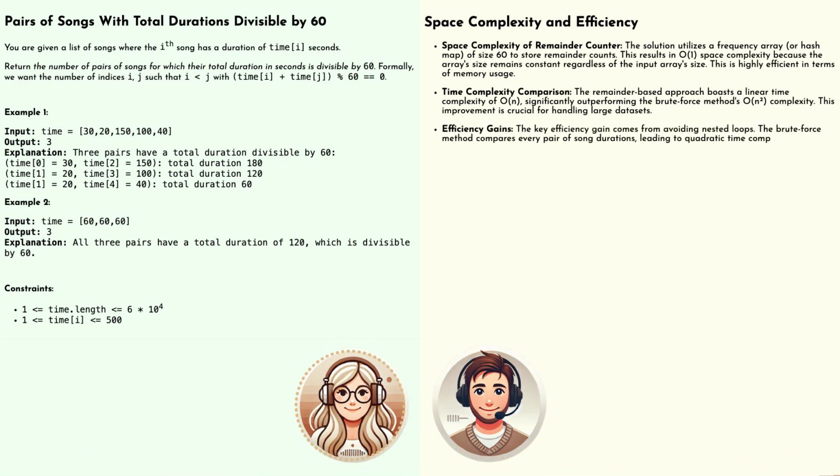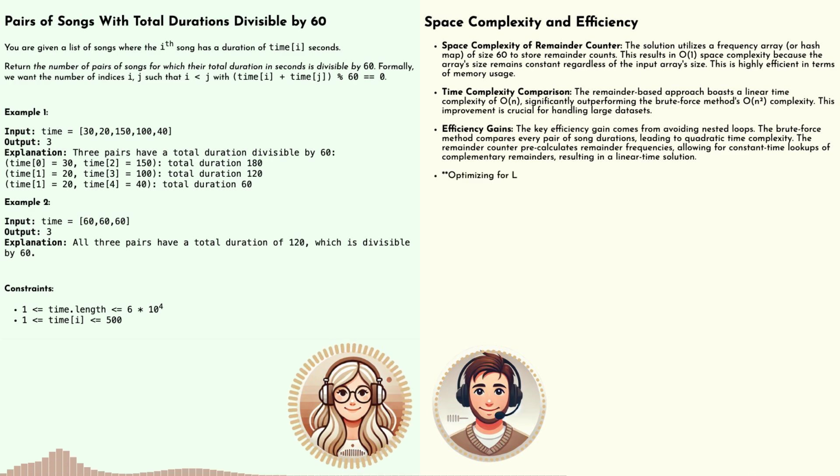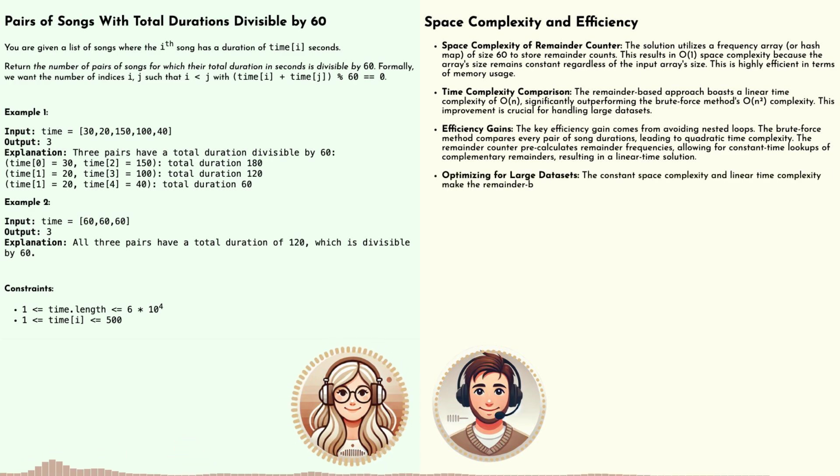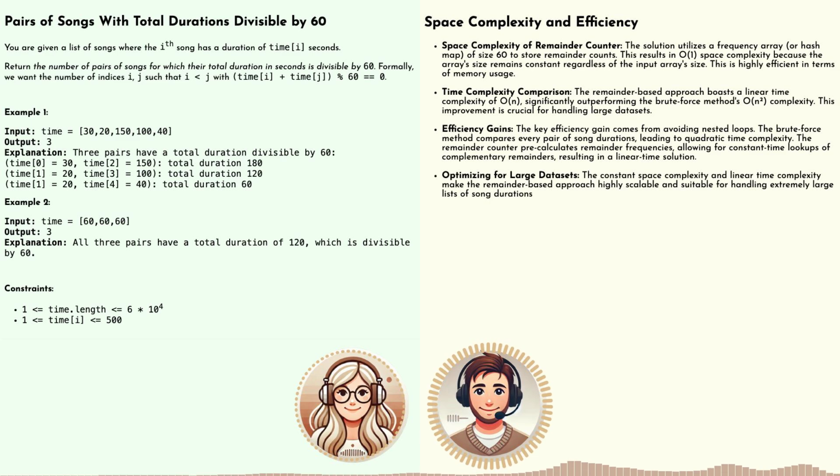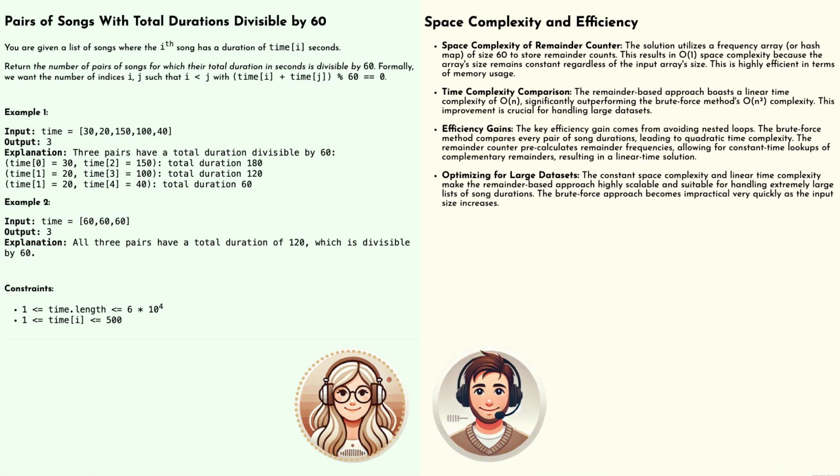So you mentioned space complexity earlier. What does that refer to in this context? Well, I'm assuming this approach uses some memory to store all this. Absolutely. It uses a little extra memory to store that remainder counter. But in this case, since we have a fixed number of possible remainders, 60, the space complexity is what we call constant, or big O of 1. So no matter how large our music library gets, the size of our array stays the same. Exactly. We only need 60 slots.